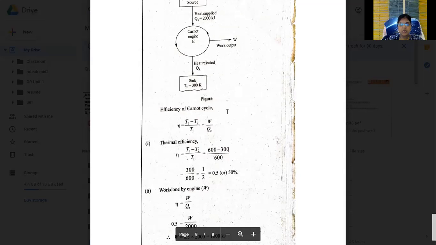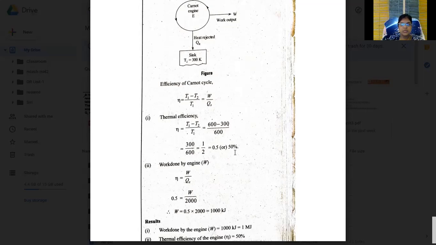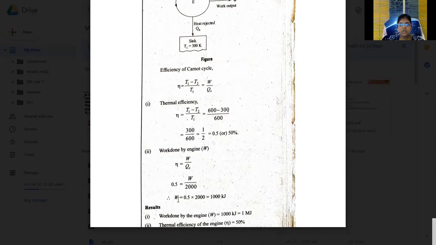So what is the work done, already given? So temperature is T1 minus T2 by T1. So efficiency we got 50%. So work done: efficiency is equal to work done by heat supplied. Already you know the efficiency is 0.5, equal to work done by heat supplied, which is given in the above data. So finally we got W is equal to 0.5 into 2000, that is 1000 kilojoule. So finally we got the results: work done by the engine is 1000 kilojoule, that is nothing but 1 megajoule, and thermal efficiency of the engine is 50%.